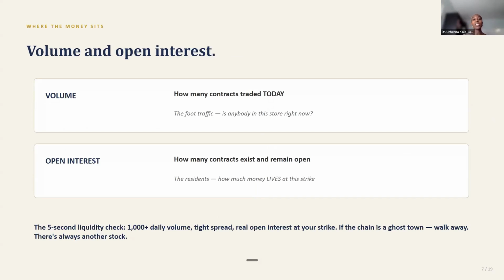The real open interest is your strike. If the chain is a ghost town, walk away. So if there's a difference between your ask and your bid, if that number is large, you do not want to trade that option contract. There's always another stock. Let me show you the way that looks.